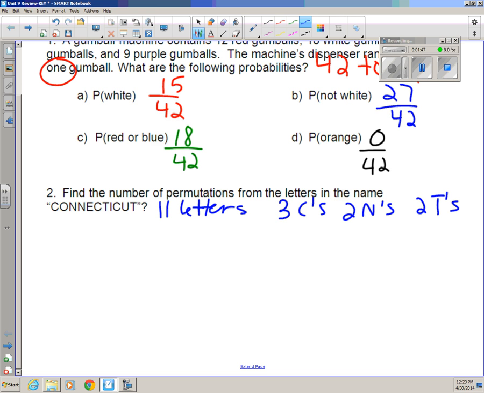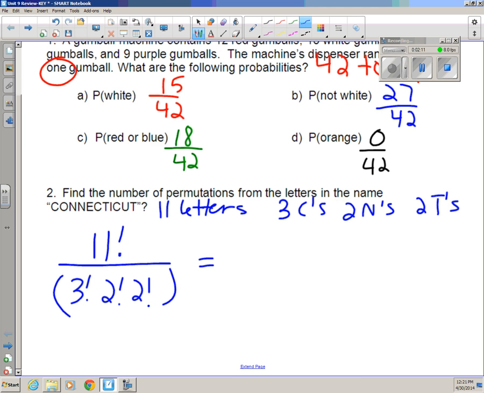So the idea is it's a factorial. It's 11 factorial, but it's divided by the repetition, and the repetition must be in parentheses, because if you don't type it in on your calculator with parentheses, you're going to get the wrong answer. And in the parentheses, it's 3 factorial times 2 factorial times 2 factorial again. This all goes into your calculator.